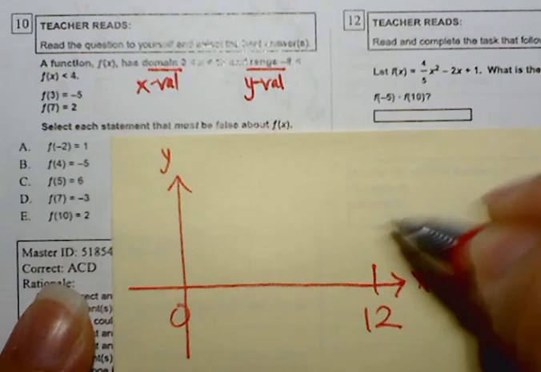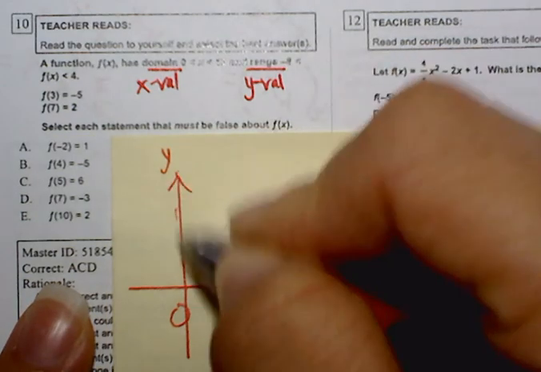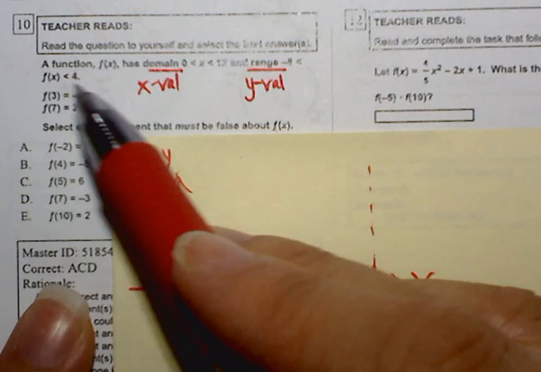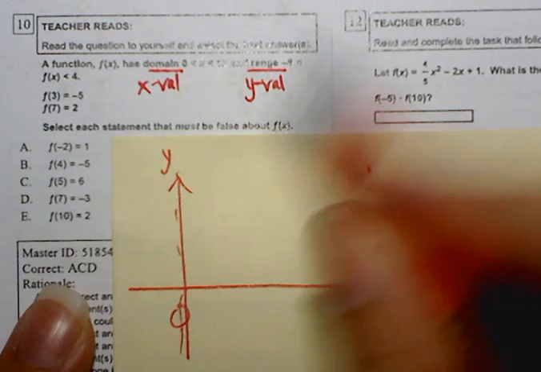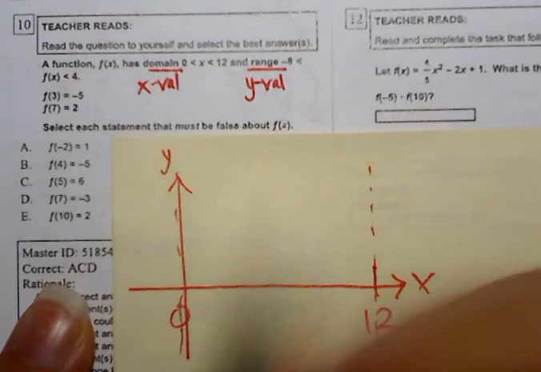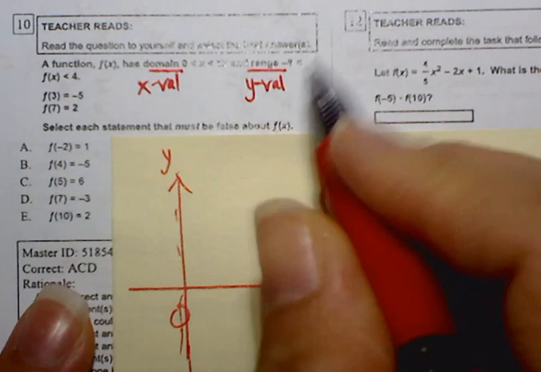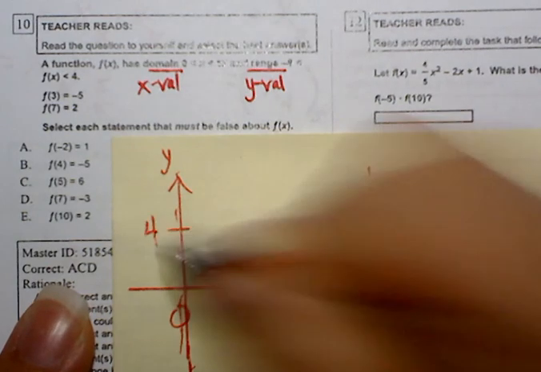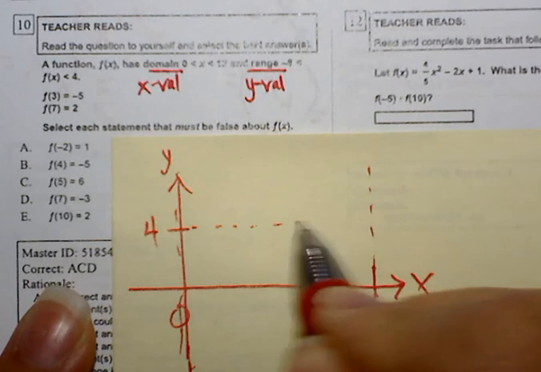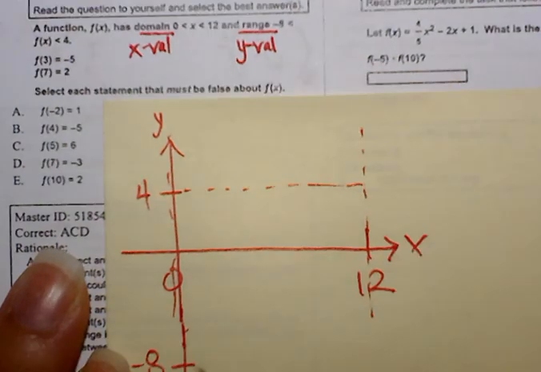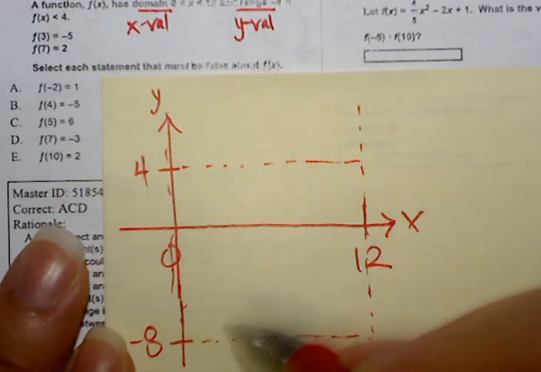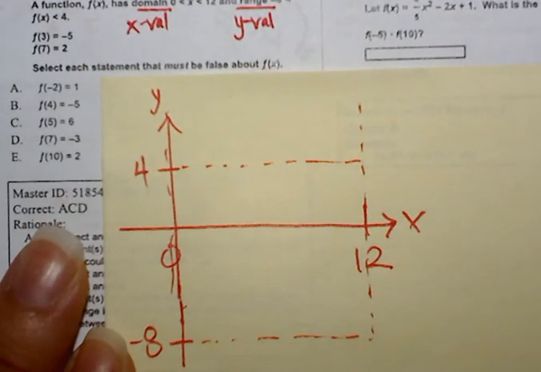The range of my graph is between -8 and 4. So the y value has to stay between -8, let's say this is -8, and 4. The biggest y value I ever have is 4. The smallest y value I ever have is -8. So my whole graph has to stay within this boundary. Does that make sense? The domain is between 0 and 12, and the range is between -8 and 4.